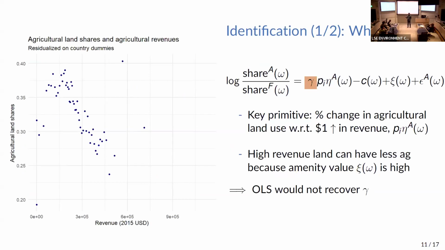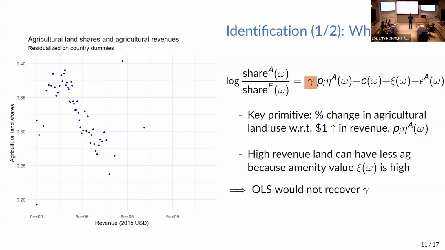So the observation is a 10 by 10 kilometer grid cell. On the right-hand side, I have the empirical equivalent of everything I wrote down: price times yield, costs. I've introduced the structural unobservable, and I'll tell you why in a moment, plus some measurement error, let's call it. So the key primitive that I'm interested in identifying is the coefficient on revenue, highlighted in the peach here.